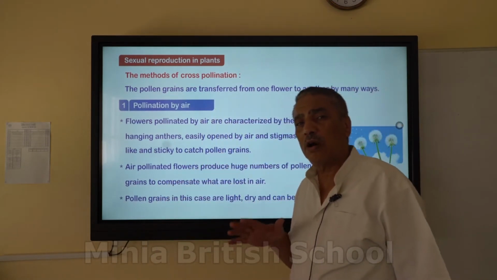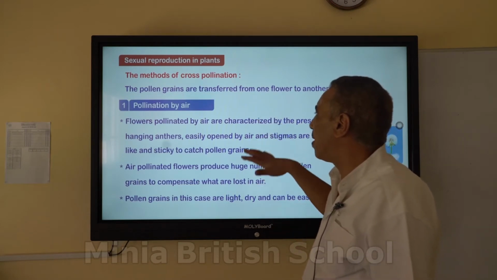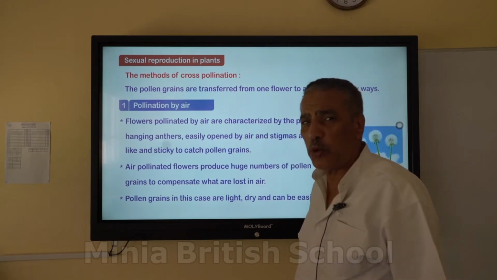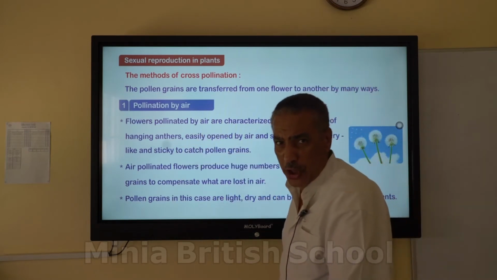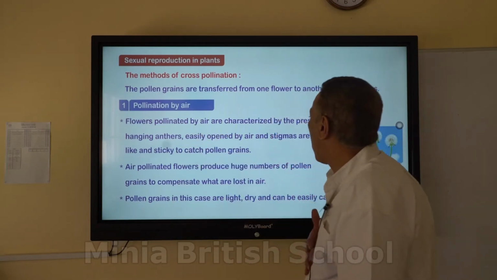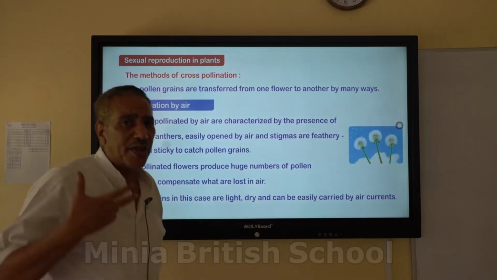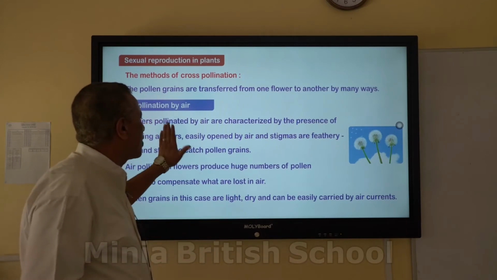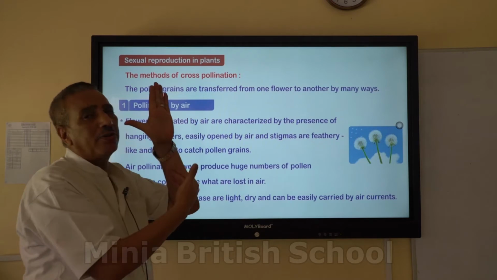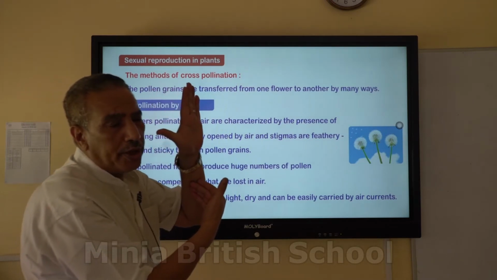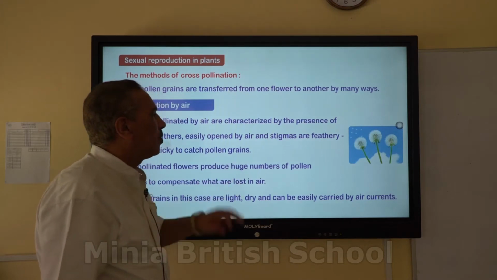But what are the methods by which pollination takes place? We have different methods for transferring the pollen grain from the anther to the stigma. One of them is pollination by the air. Pollination by the air happens in flowers that have, number one, hanging anthers. Because when the anther is cut vertically, the pollen grains will spread directly into the air till reaching the stigma.